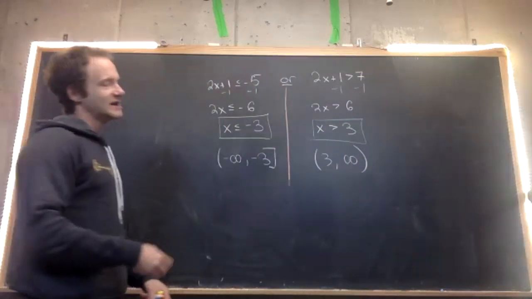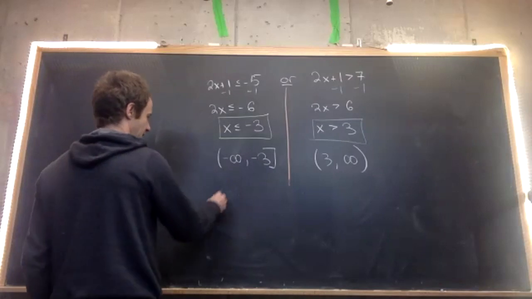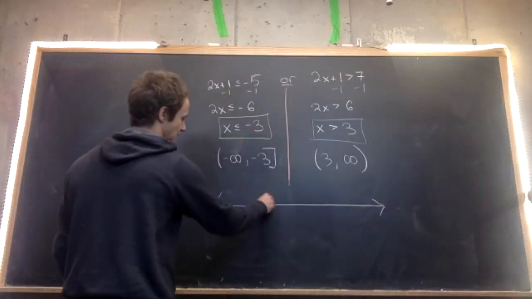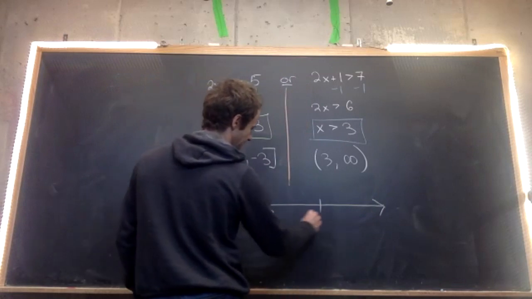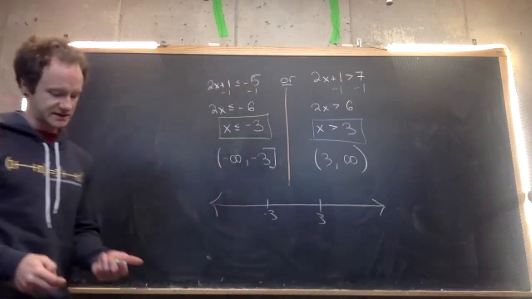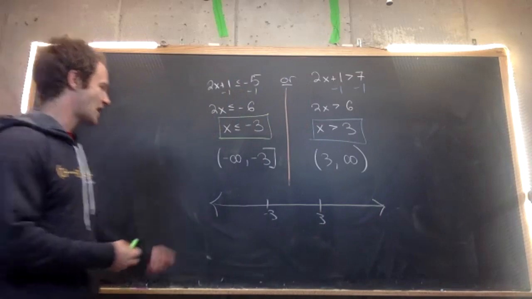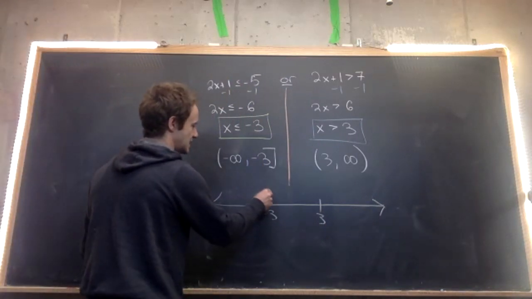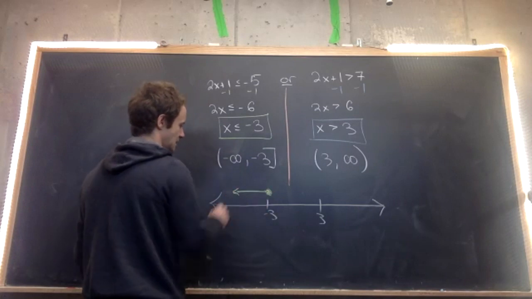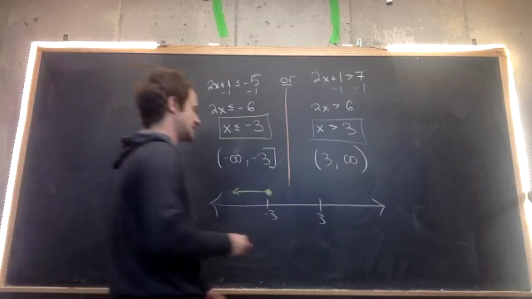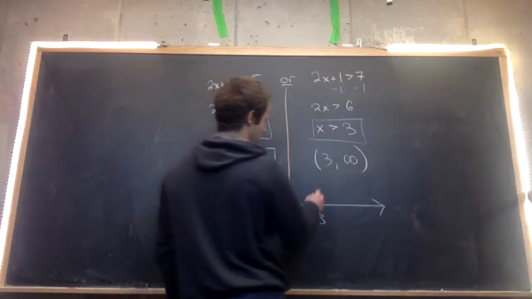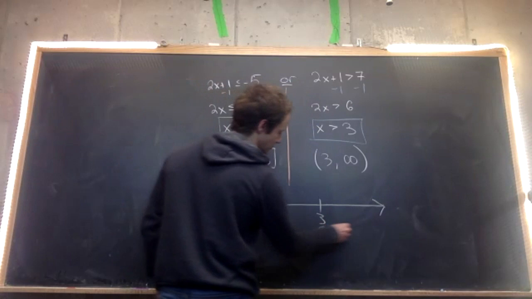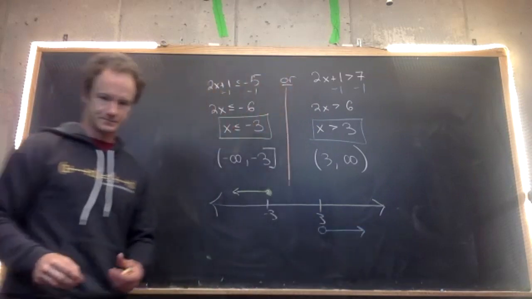Now, we want to see if we can simplify that a little bit, so we probably graph it. Down here, -3 and 3 are important points related to this problem. This one says we want to shade in -3 and everything to the left. This one says, sorry, don't shade in 3. Have an open circle at 3 and then everything to the right.